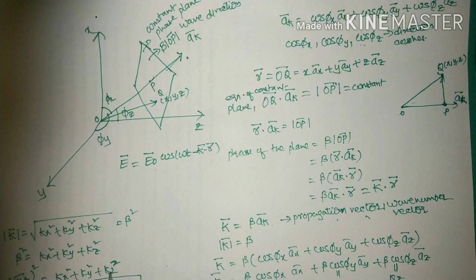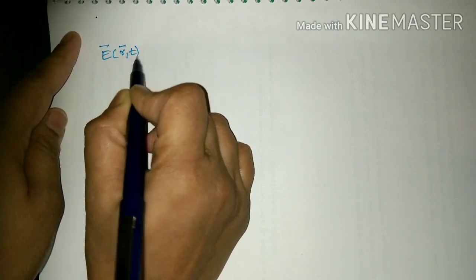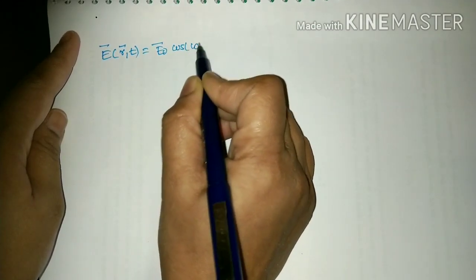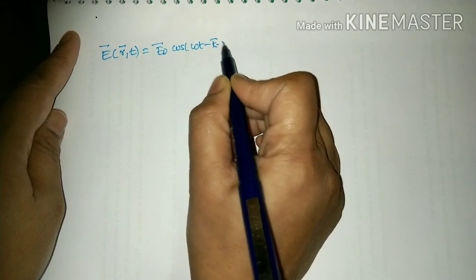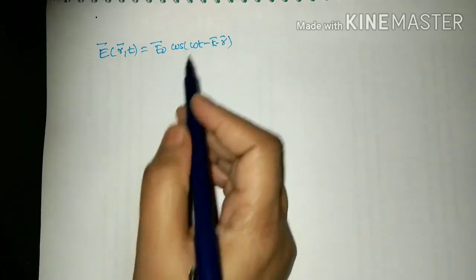Now our objective is to determine the corresponding magnetic field. This can be obtained by solving the Maxwell's equations. So finally we got the expression for the electric field corresponding to the wave propagating in some arbitrary direction as E bar of its positional vector r bar and t is equal to E naught bar cos of omega t minus k bar dot r bar. So this is the expression for the electric field for the wave propagating in some arbitrary direction.